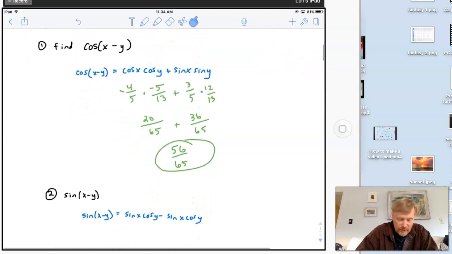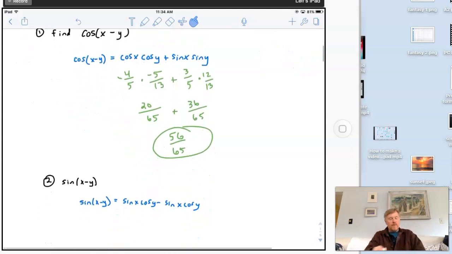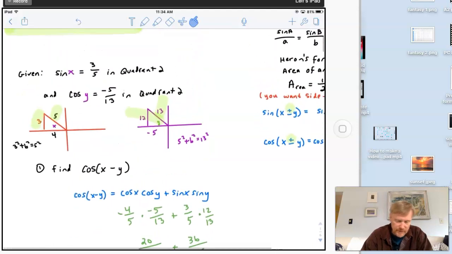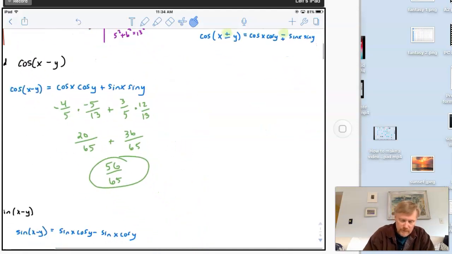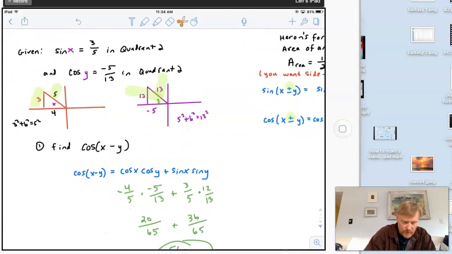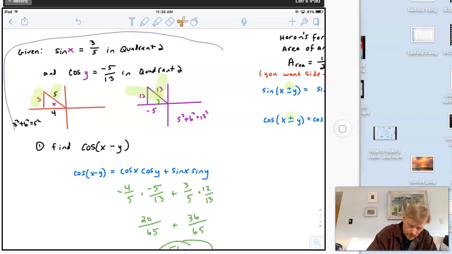Number 2, sine of x minus y. So my sine difference formula is sine of x minus y equals sine of x cosine of y minus sine of x cosine of y. Okay, so I can take these same diagrams here. In fact, I'm going to cut and paste these. Take this. That ain't gonna work.